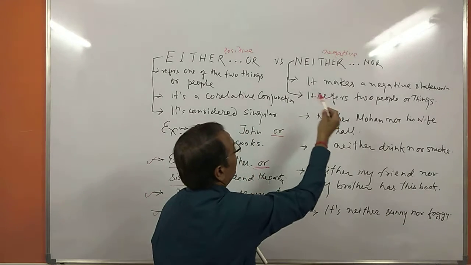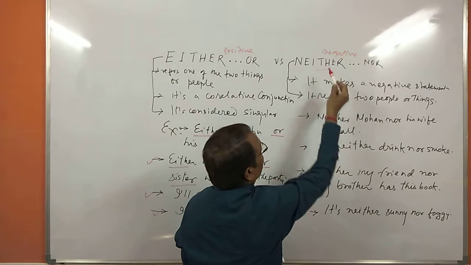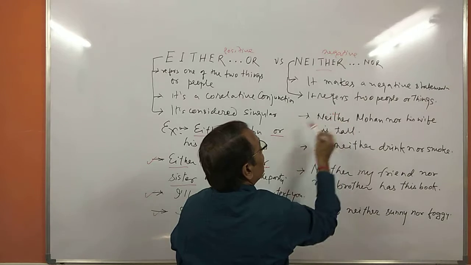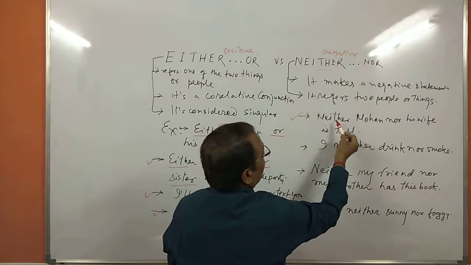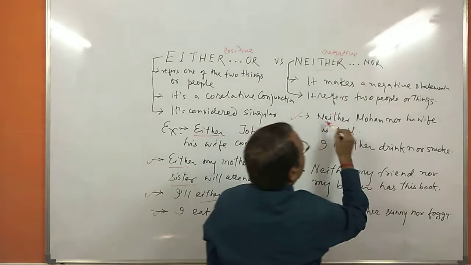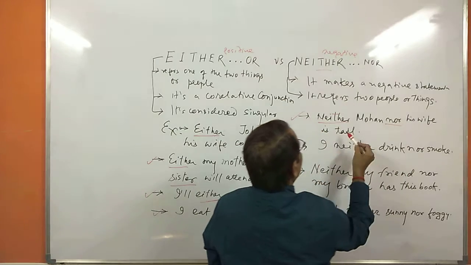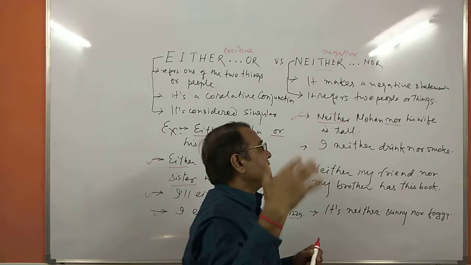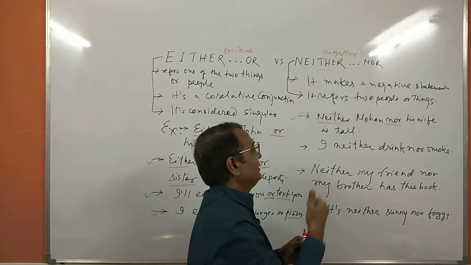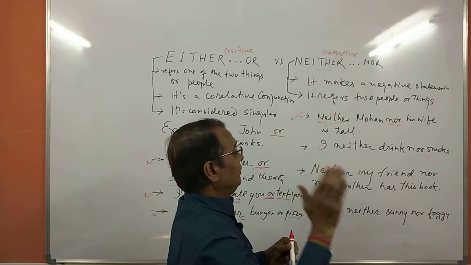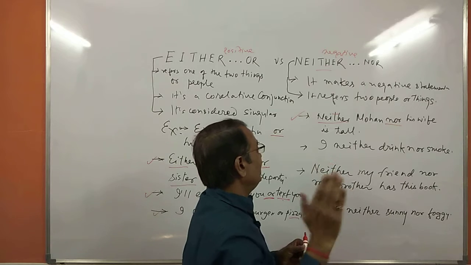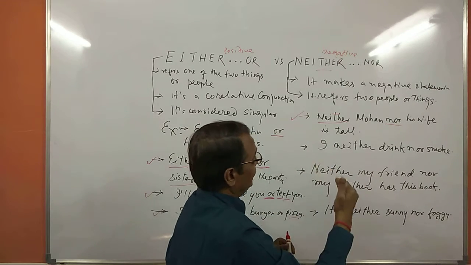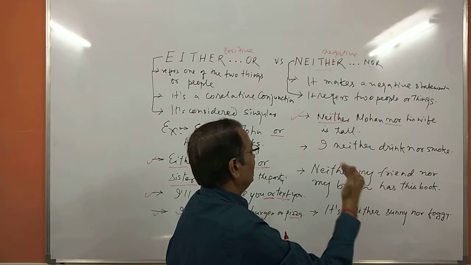Here in neither nor case, it is complete negative sentence. It refers to two people or things. So one example sentence I would like written here, neither Mohan nor his wife is tall. Means wife and husband both are not tall. It's a negative statement. Means Mohan is not tall and his wife is not tall. So in one sentence we are using like this, neither Mohan nor his wife is tall.